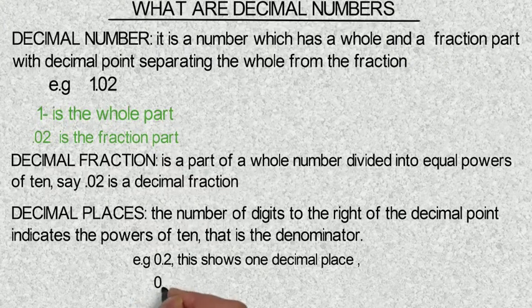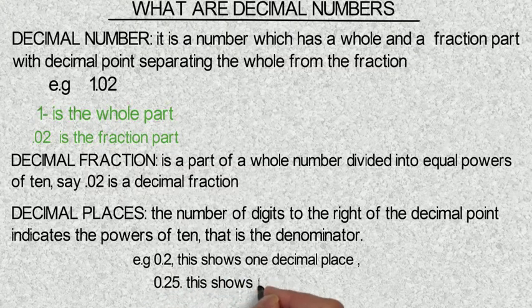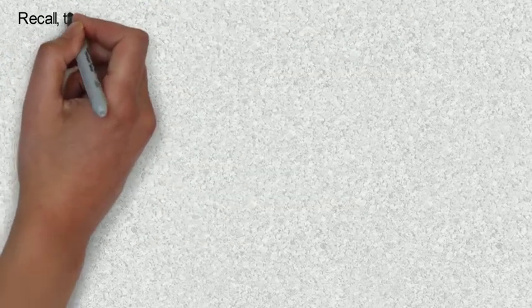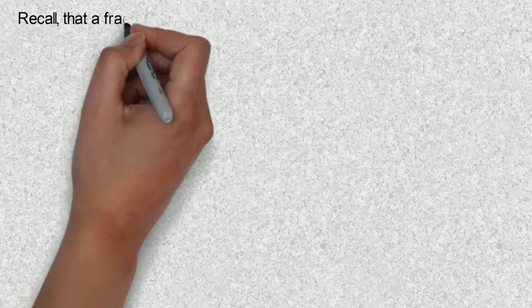So see another example, 0.25. This shows how many decimal places? Can you guess? Okay, it shows 2. Why? Because I have 2 digits to the right of my decimal. Can you see the 2 digits, 2 and 5? Alright, that's good. Let's move on.